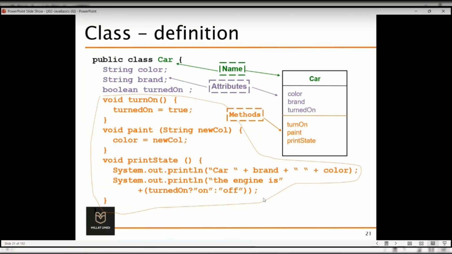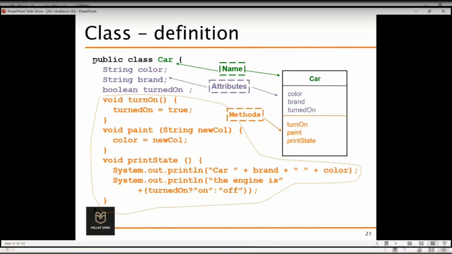Here is how it can look in real life. In this square, you can see a class definition, or how a class can look. Car is the name of our class. Color, brand, and turned on are its attributes, and turn on, paint, and print state are its methods. In code, this would look like this.